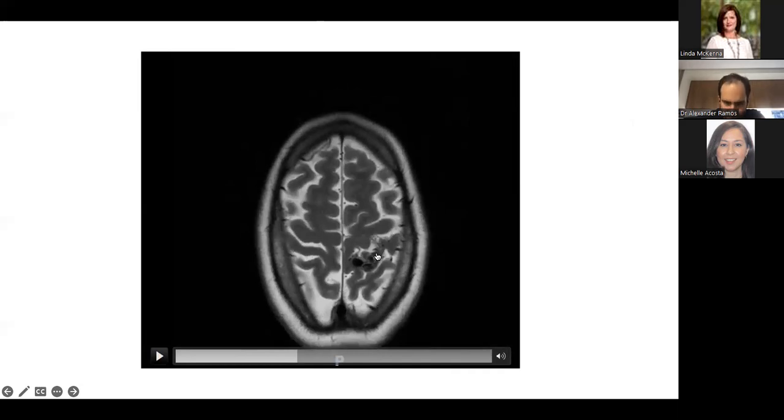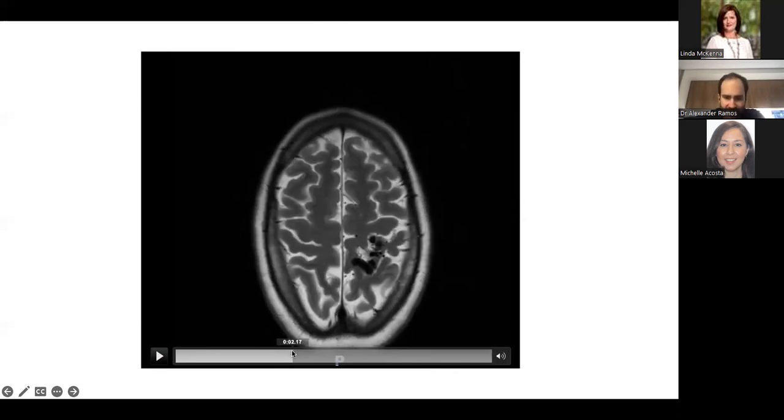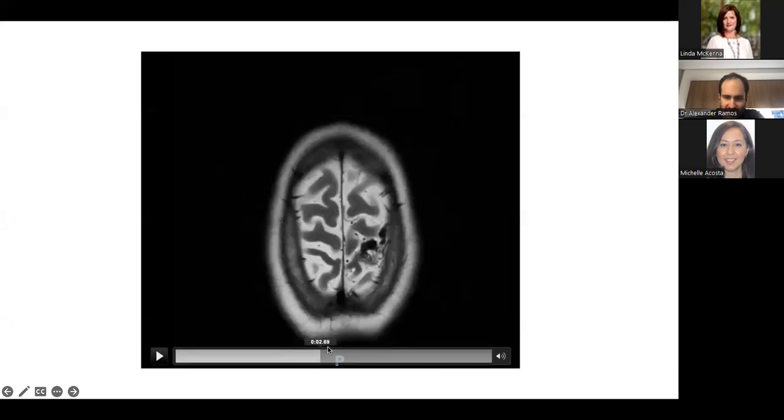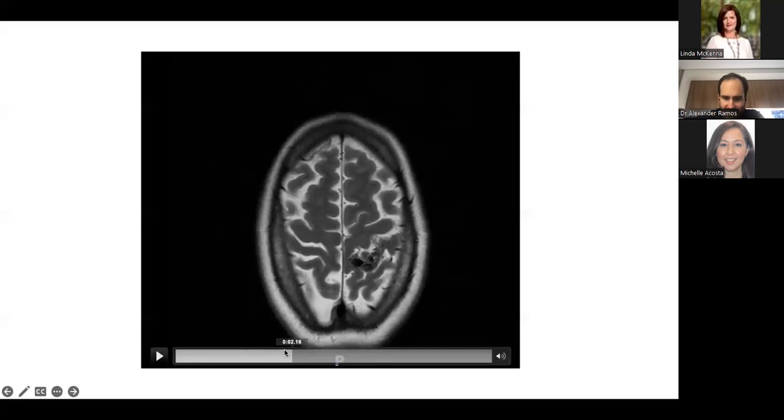So you can see these kind of dots and flow voids. In a T2 MRI, anything that's black like this usually means that there's blood flowing through it. So you can see this cluster of abnormal dots, and then this giant, big vein. So this is an AVM.